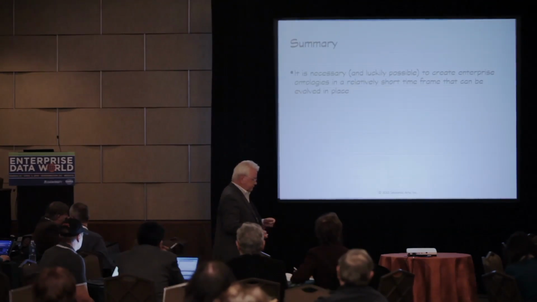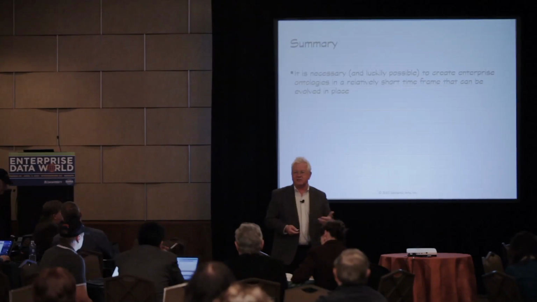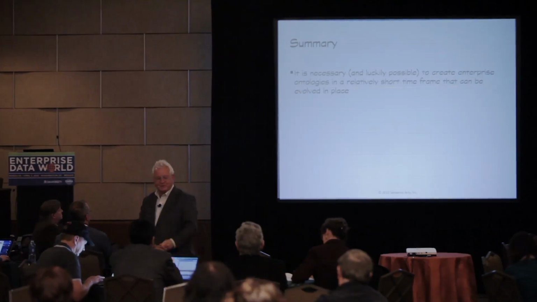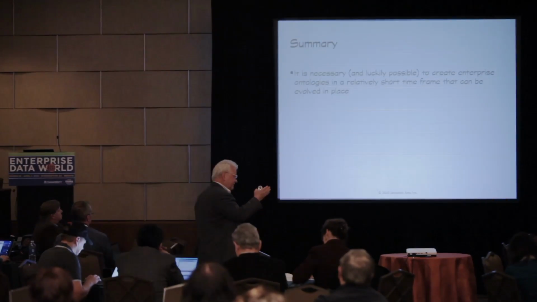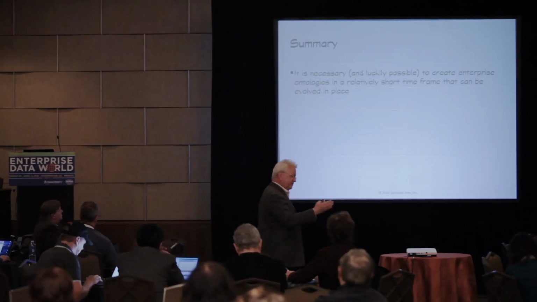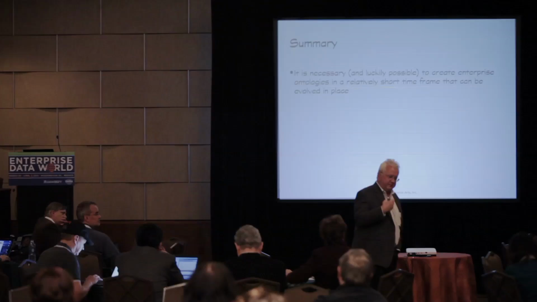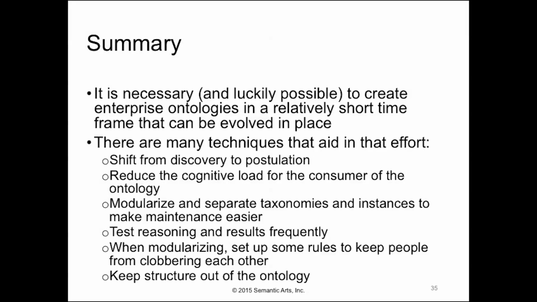So here's my summary. We think it's necessary, and fortunately it's also possible. It's nice when it's both necessary and possible to build an enterprise ontology in a relatively short amount of time, in a way that's stable, so you can evolve it in place and begin using it in a relatively short amount of time. People get a lot more confidence when you do that. There are a lot of techniques that can aid you in doing that.